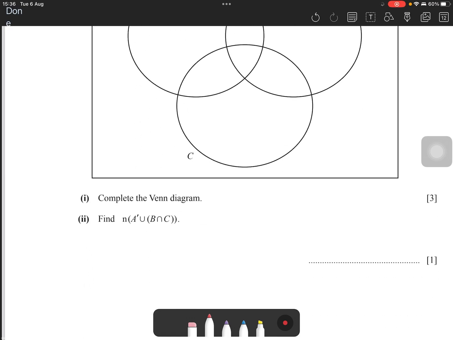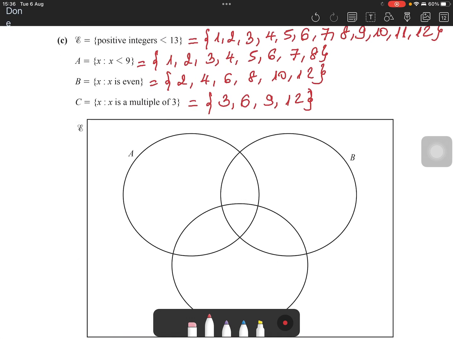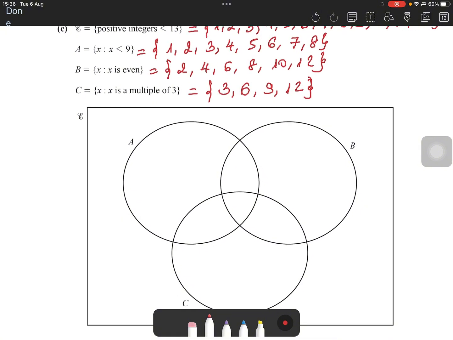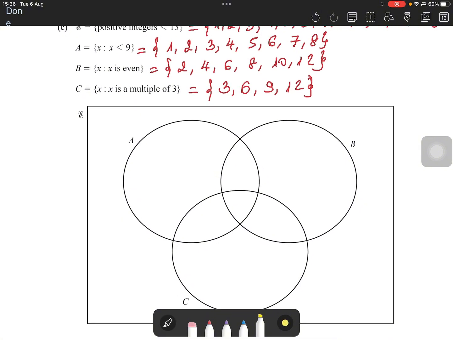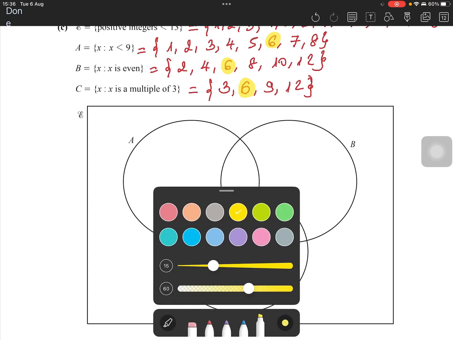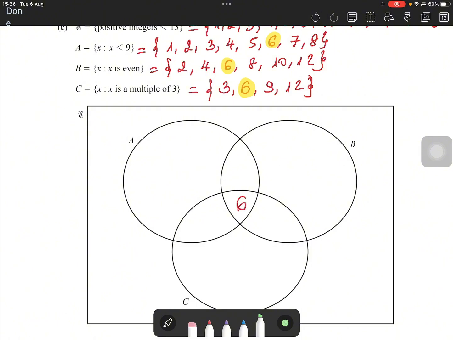Okay, so now we need to complete the Venn diagram. Look at the sets A, B, and C. Let's check what is in common of them. The number 6 appears in the 3 sets, and that is the only number that appears in 3 sets. So 6 is in the intersection of A, B, and C. Then we'll check what A and B have in common. That is 2, 4, 6, and 8.